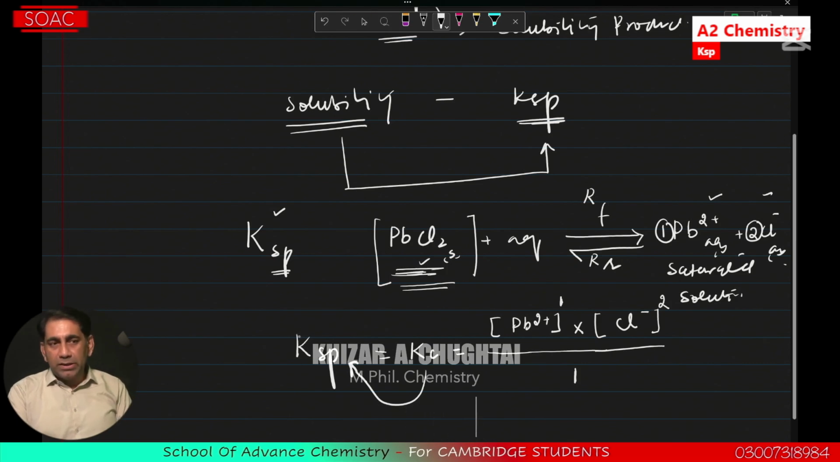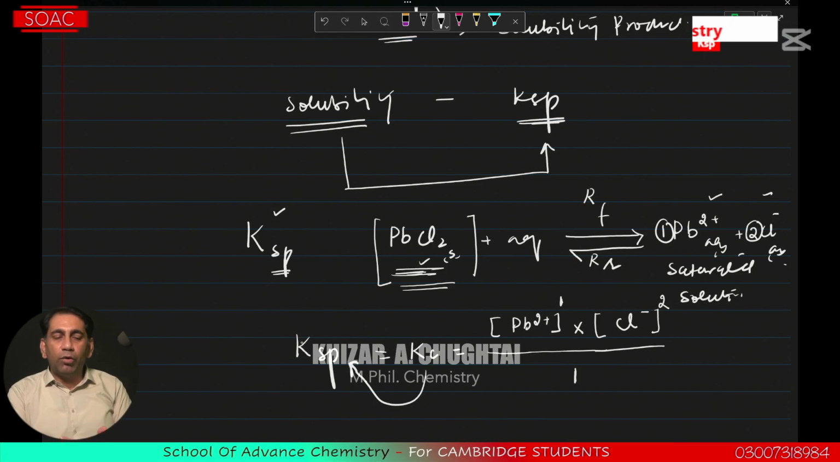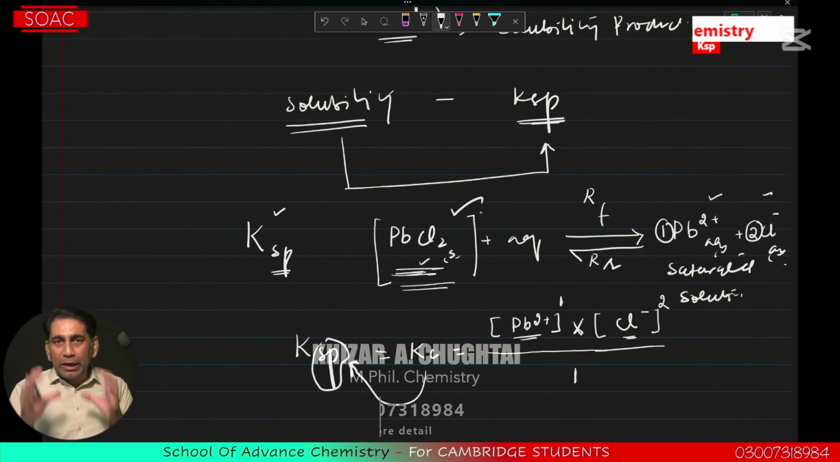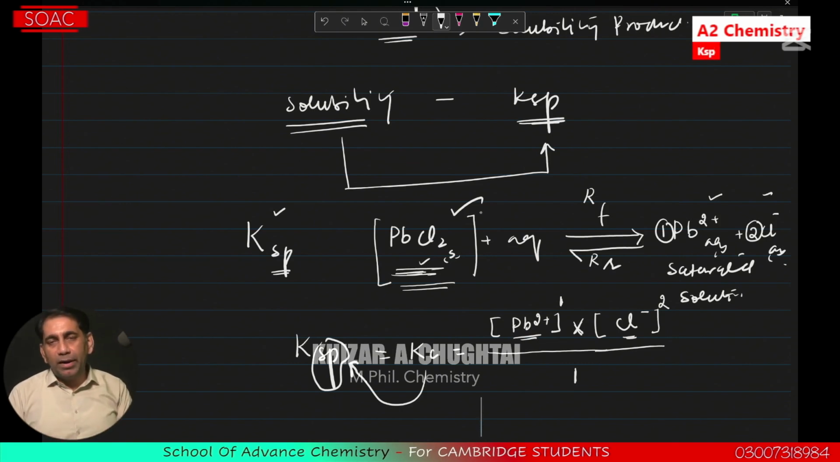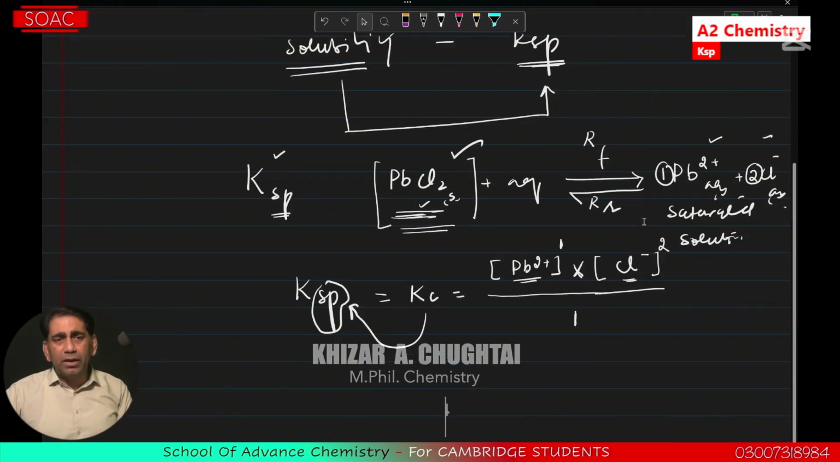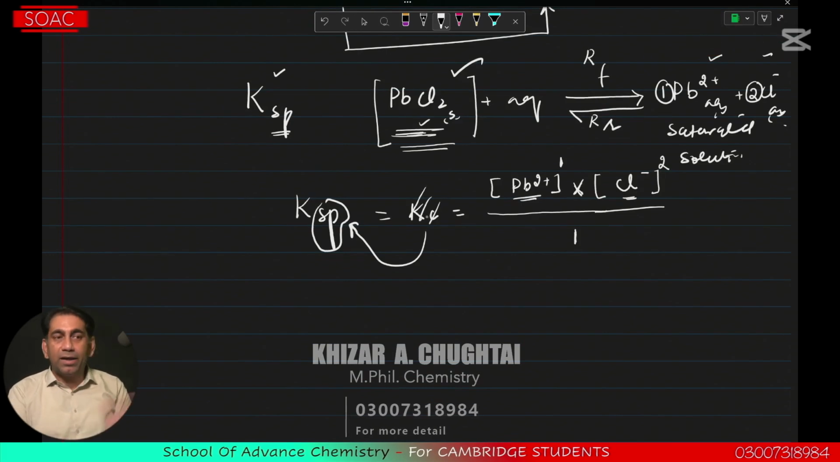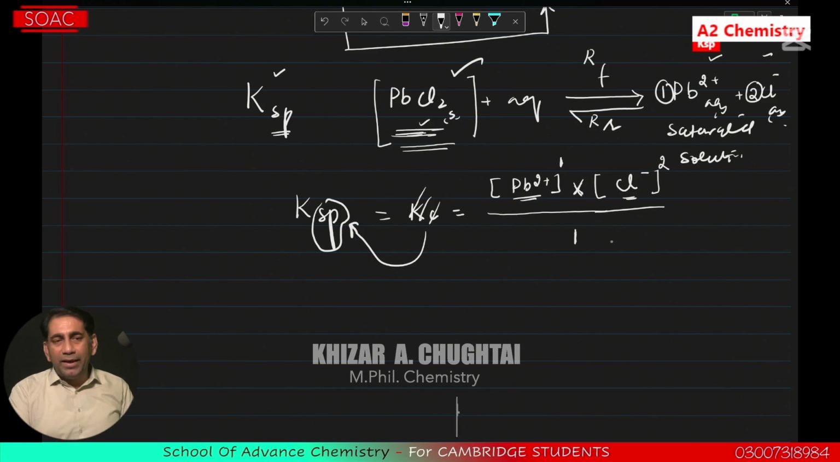K is the equilibrium constant, the ratio of the product and the reactant at equilibrium, and SP means solubility product. Multiplication of two things is called a product, and these ions are formed because of the solubility of the compound. So the product of the positive and negative ions formed because of the solubility is said to be the solubility product. The other name of this Kc is Ksp, and it has no denominator, or rather a denominator of one.